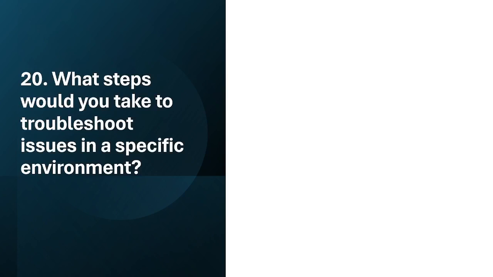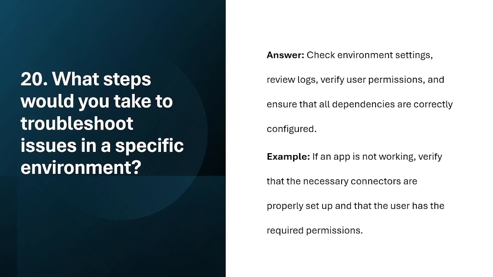The next question is, what steps would you take to troubleshoot issues in a specific environment? The answer will be, you can check environment settings, review logs, verify user permissions, and ensure that all dependencies are correctly configured. For example, if an app is not working, verify that the necessary connectors are properly set up and that the user has the required permissions.